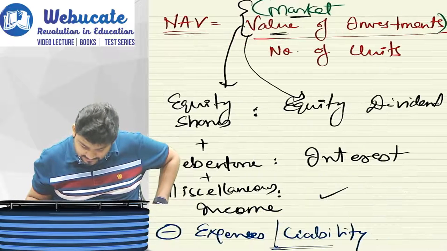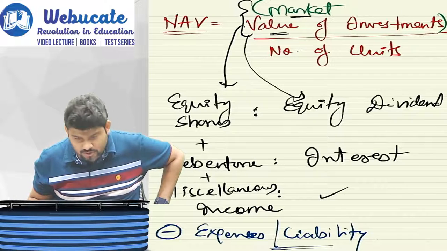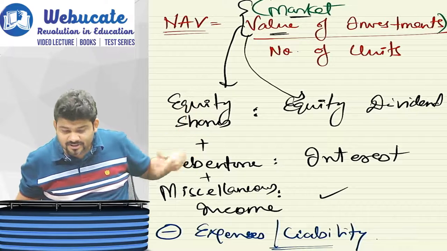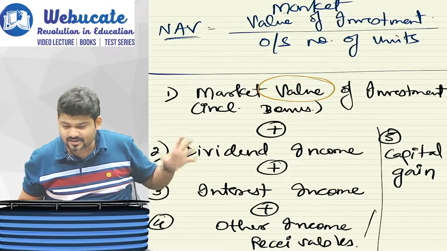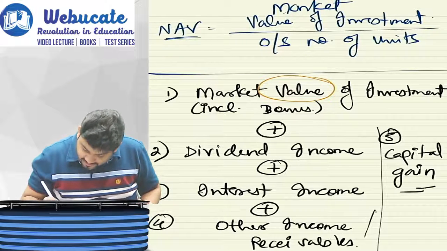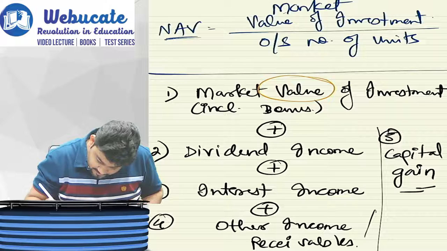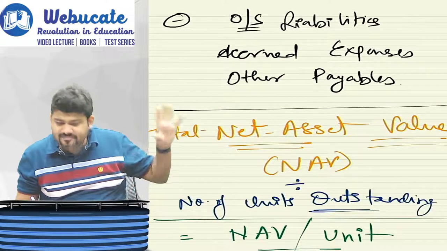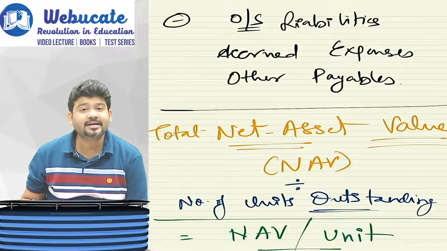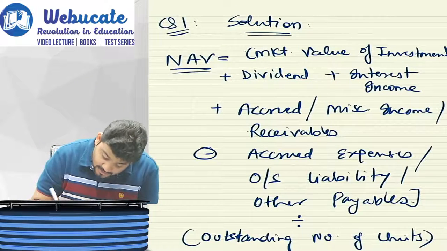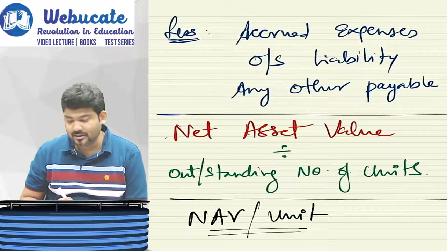Are we clear, guys? So this will also include your equity shares, equity dividend, debenture interest, miscellaneous income, any other liability, and capital gain if there. So capital gain will also be there, right? All of that will in totality be your net asset value. I hope we are absolutely clear.